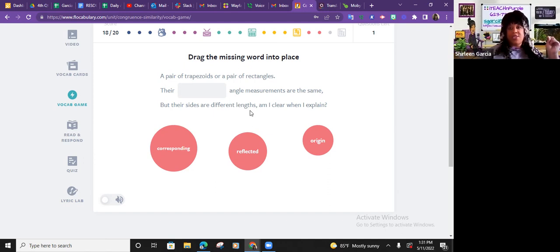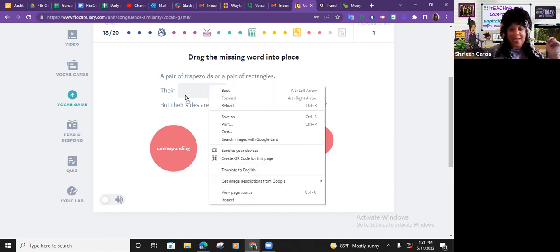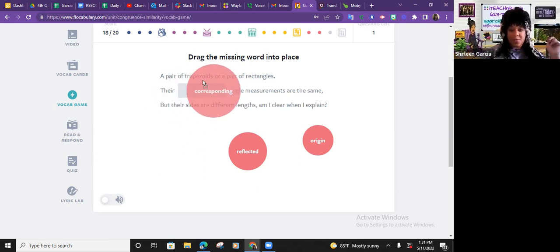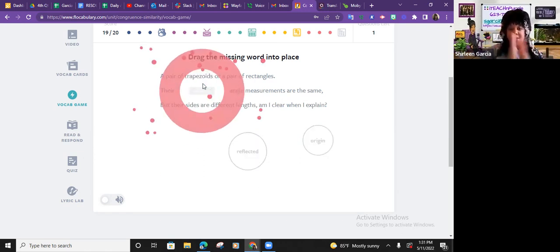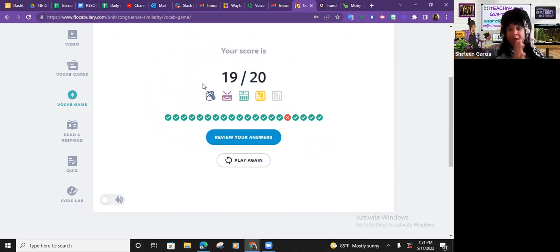Talking about the location. Yes, yes, that's the hard one without pictures. I wish they would give us more pictures for this one. Corresponding, good job. You guys got 20 out of 20. Ms. Garcia.